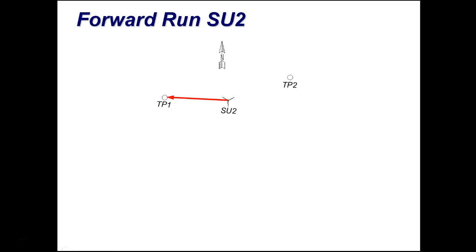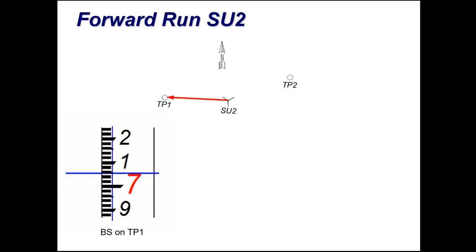Now we're ready for our second setup. Again, we're moving from this direction to this direction, from the oak toward the elm. That's our forward run. That's the way we're headed. We're going to take a back sight on turning point 1. We're going to read our rod.